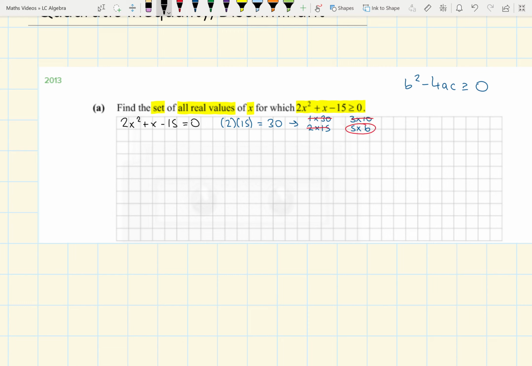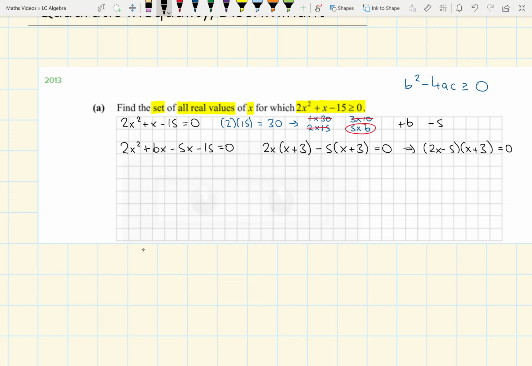And then just check our signs. It'll be plus 1, so we need plus 6 minus 5. So we set up 2x squared plus 6x minus 5x minus 15 equals 0. Factorize by grouping. 2x is common, we get x plus 3, minus 5 is common, and again we get x plus 3 equals 0. Set up our brackets, 2x minus 5, x plus 3 equals 0.